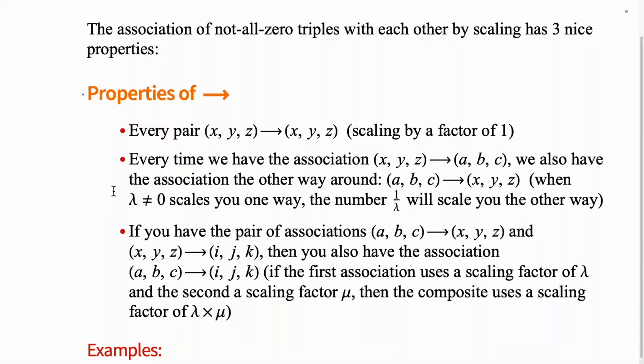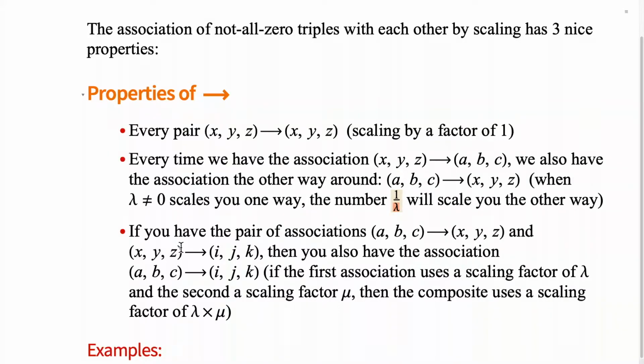Second property, every time you have an association of a triple XYZ to ABC, you're also going to have that association the other way around. ABC will have to be linked back to XYZ. And that's because when you scale up by a factor of lambda in one direction, you can scale back down by using a factor of 1 over lambda in the other direction.